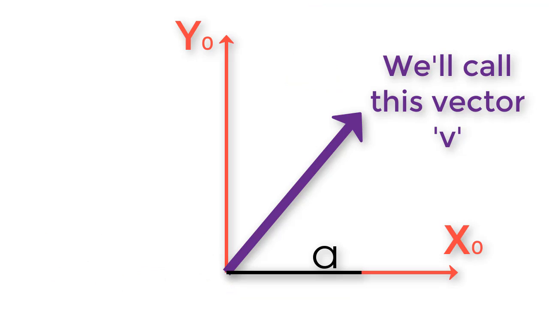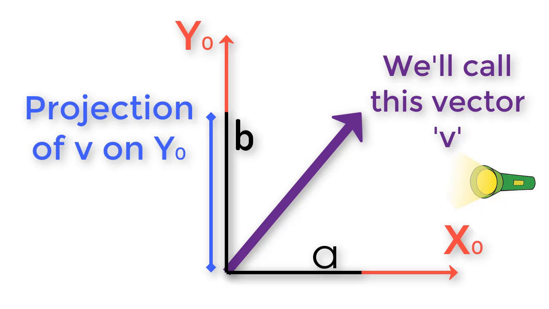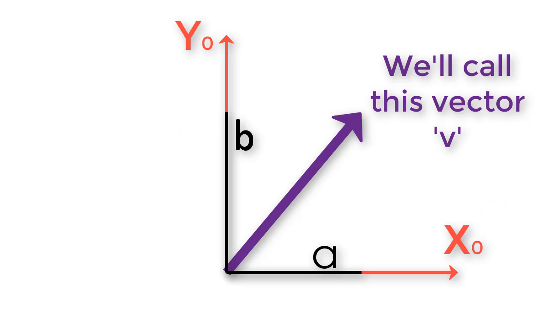I could do the same thing from the other direction. Shine the light from over here. Now the shadow cast by the vector on the y-axis would be the projection of the vector on the y-axis. Now, suppose that I want to have some way to represent the direction that this vector is pointing in. One obvious way to do this would be to just write out the angle theta that defines the angle between this vector and the x-axis.